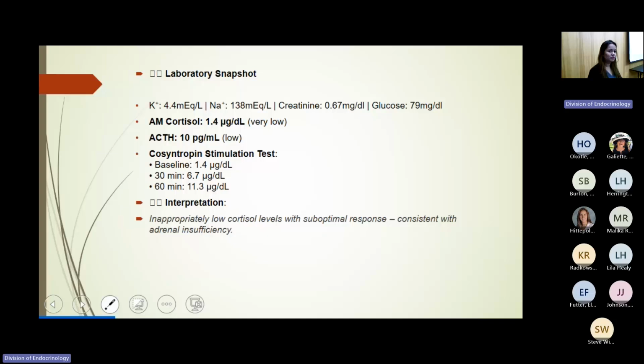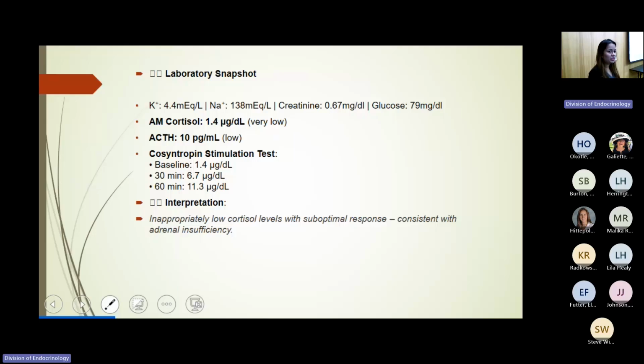Initial labs showed potassium 4.4, sodium normal at 138, creatinine 0.67, glucose 79 milligrams per deciliter. That's when we were consulted, considering maybe this is again the thyroid doing that, but I've got to mention the thyroid profile at this time was normal. Looking at the symptoms of the patient, we checked the AM cortisol. It was low, 1.4. ACTH was sent, that was 10, reported later, but low.